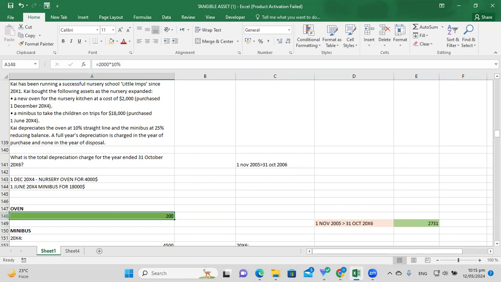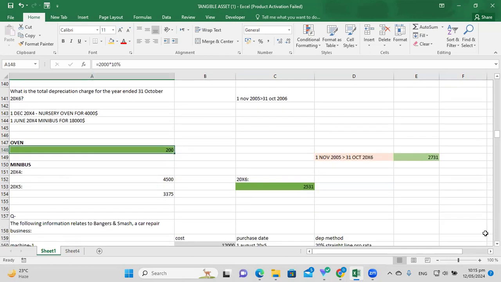In straight line, you know that depreciation is constant per year. So this was our depreciation for the oven. That's how we calculate the depreciation for the oven, simple, using the straight line formula. Okay, now let's move on to the minibus.